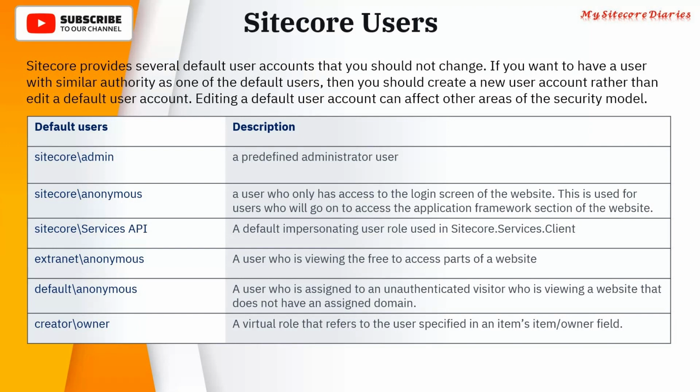Default slash anonymous is assigned to an unauthenticated visitor who is viewing a website that does not have any assigned domain. If there is no domain assigned, that user is treated as default slash anonymous. Creator slash owner is a virtual role that refers to the user specified in the item owner field. So these are a few of the default Sitecore users.